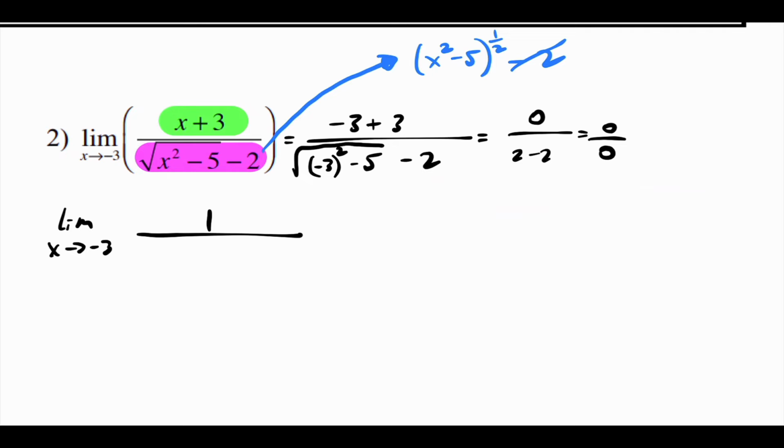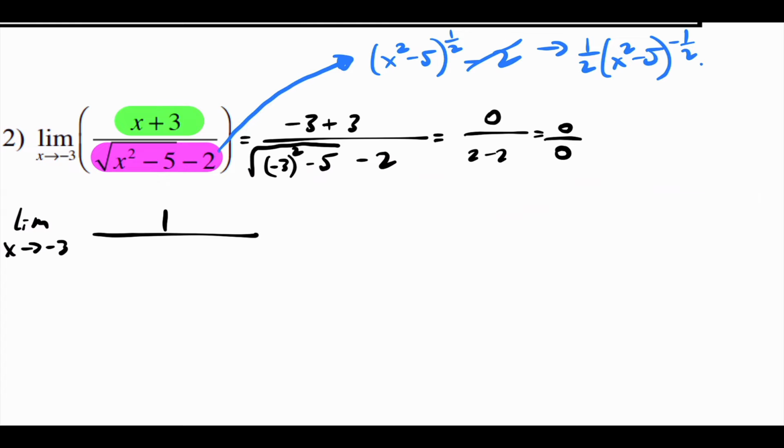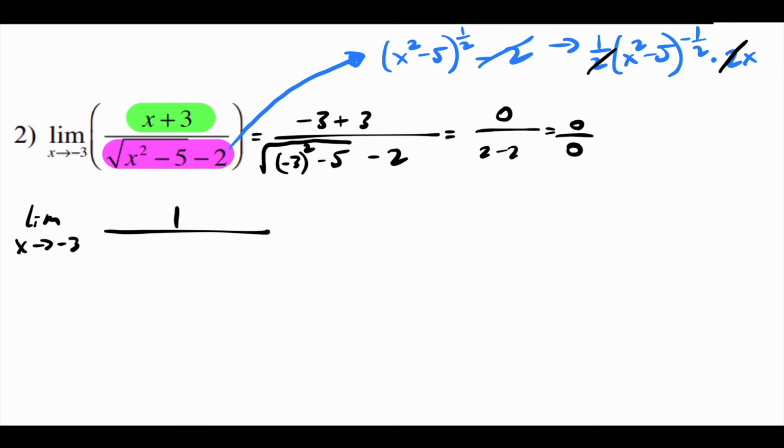So you're just going to focus on the first part. Chain rule: 1/2 times x squared minus 5 to the negative 1/2, times 2x. The 2's cancel each other out, so you're left with x times x squared minus 5 to the negative 1/2.